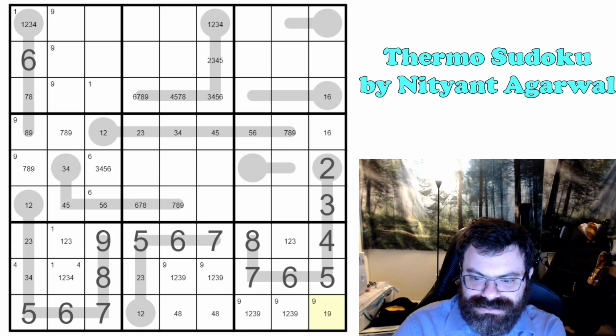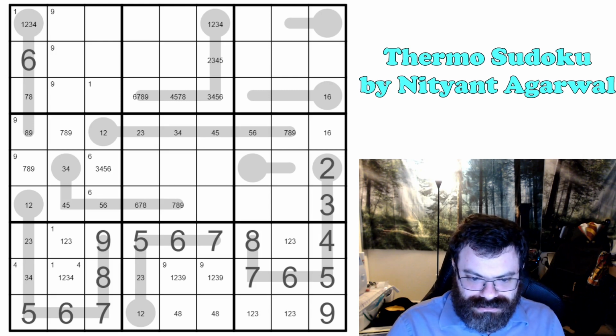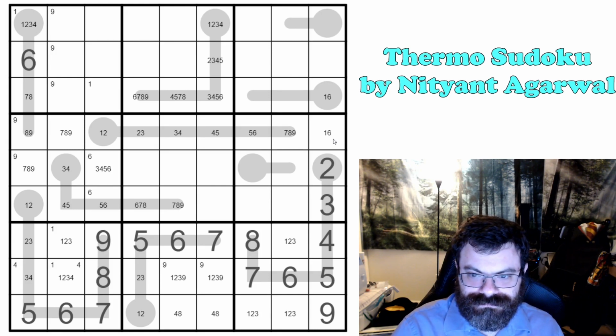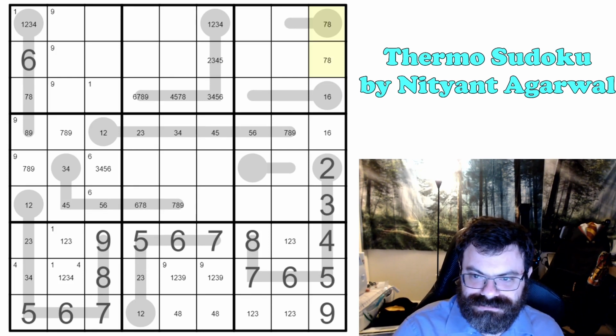So this is the 9. Which is a deduction. So what's left here? 7 and 8. Means this is 8, 9.